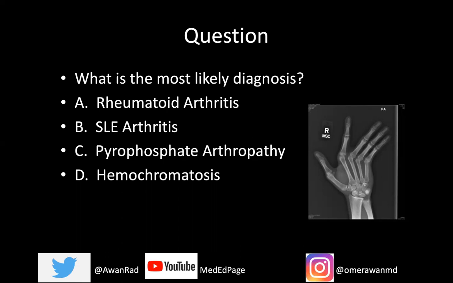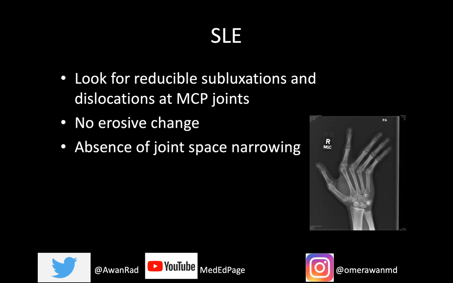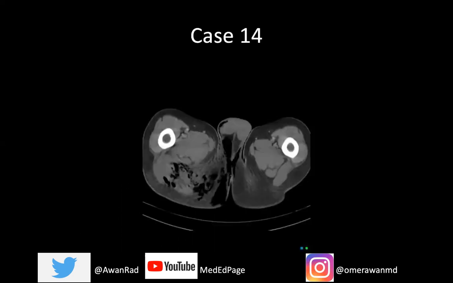Charcot's arthropathy, which happens from rheumatic fever, would also look very similar to lupus arthritis. Okay, so look for reducible subluxations and dislocations at the MCP joints, as you see in this case. Moving on to case number 14, we have an axial image through the proximal thighs.